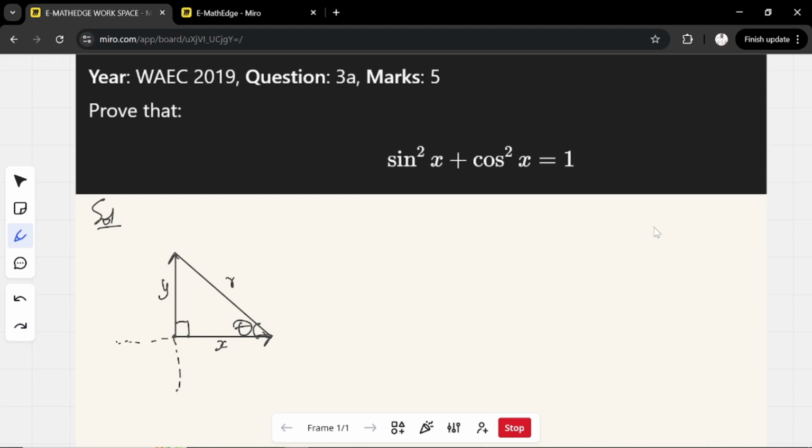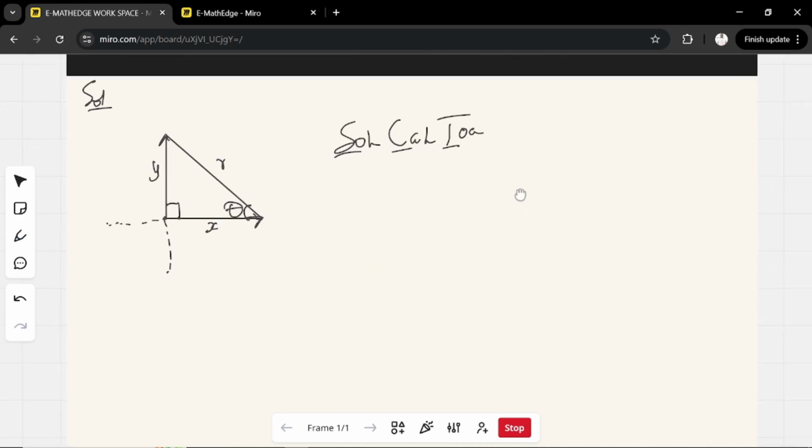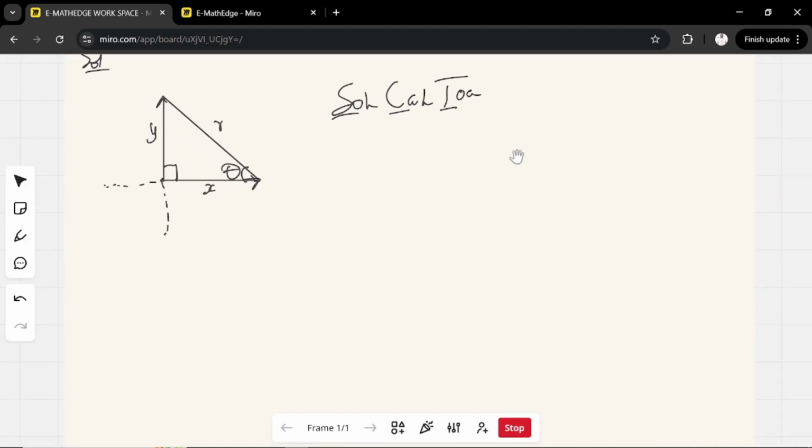So what we are going to do is, SOHCAHTOA will help us on this. SOHCAHTOA, where S stands for sine, C stands for cos, and T stands for tan. With this, we are dealing with sine and cos, right? From the question, sine squared theta plus cos squared theta is equal to 1. We have to prove that formula.